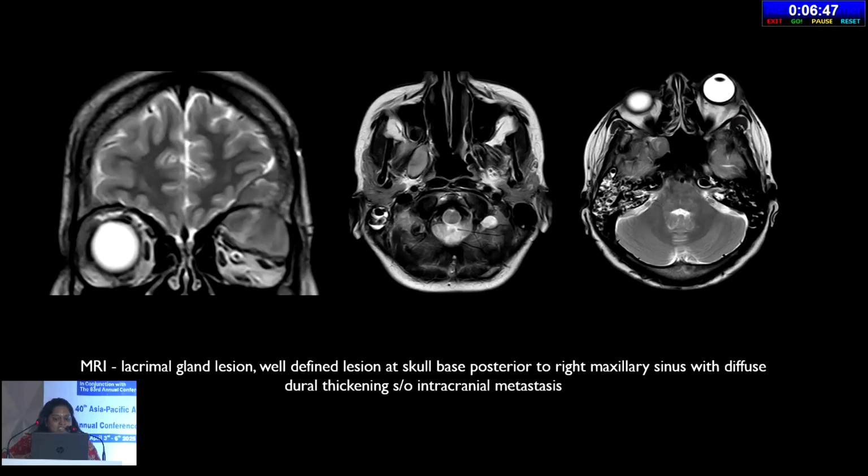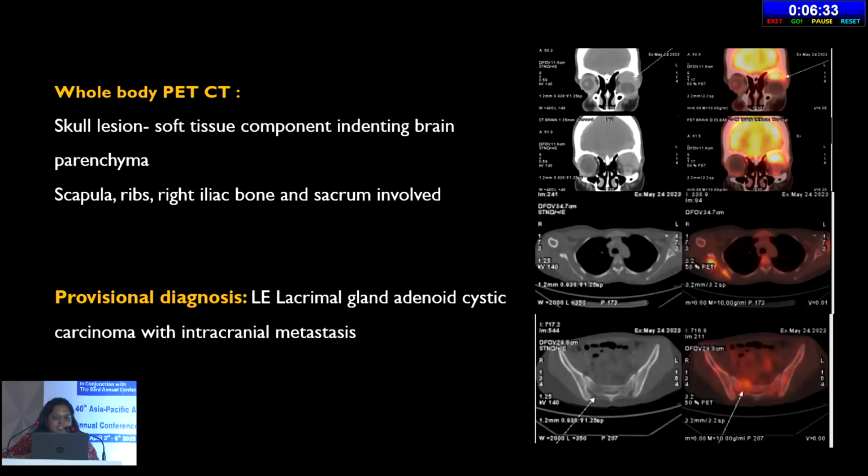On MRI, it was noted to be a lacrimal gland lesion with a well-defined lesion at the skull base posterior to the right maxillary sinus and with a diffuse dural thickening, which was suggestive of an intracranial metastasis. Whole body PET CT showed a soft tissue component indenting the brain parenchyma, and other lesions in the scapular ribs, right iliac fossa, and sacrum. So the provisional clinical diagnosis was left eye lacrimal gland adenoid cystic carcinoma with intracranial metastasis.